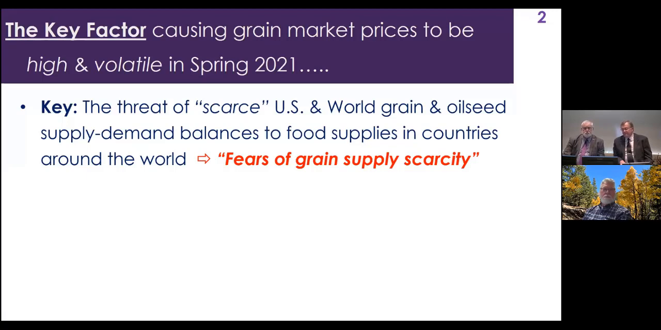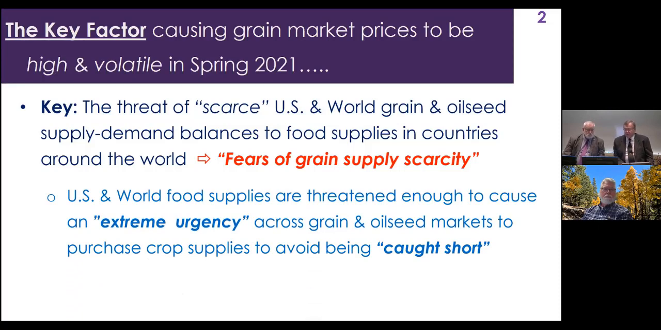And when you get in a normal situation, well, there's arbitrage and bidding back and forth on who might buy what, and there's the idea that if I don't buy, so often when we're not urgent in the markets, there's the idea that if we don't buy grain today, I can hold off and it'll probably be there in a week or so. Well, that's not the case now at all. We're in a fearful, scarce market. It's a food supply issue. These grains are going into livestock. It's also an energy supply issue. So U.S. and world food supplies are threatened enough to cause an extreme urgency across grain and oilseed markets for buyers to want to purchase crop supplies to avoid being caught short.